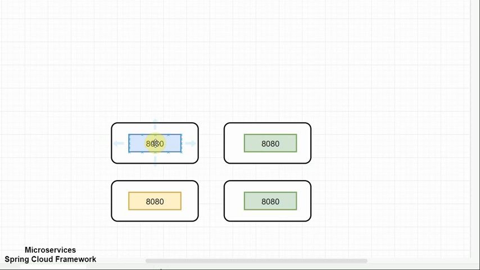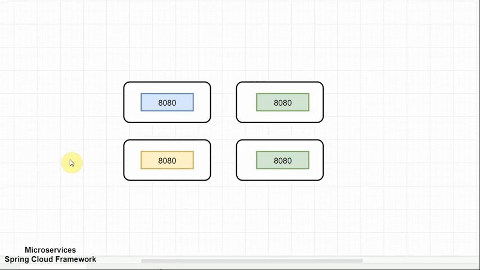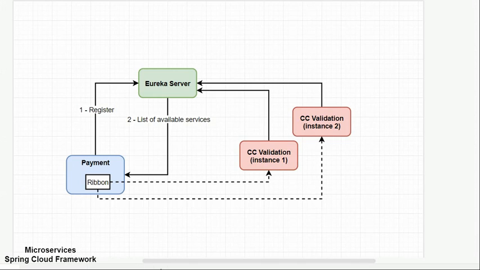So to solve all these problems, we have a solution in the Spring Framework, which is Spring Cloud, and Spring Cloud specifically gave us a Eureka server for the service discovery. How it works: whenever a service is up, it registers itself to the Eureka server and then gets the list of available services. Now here, if we look, there's a CC validation, credit card validation.